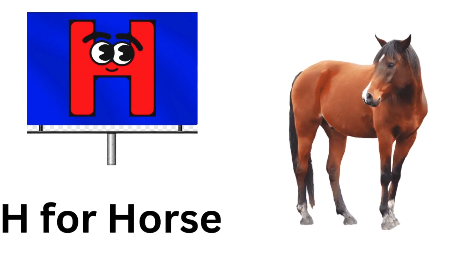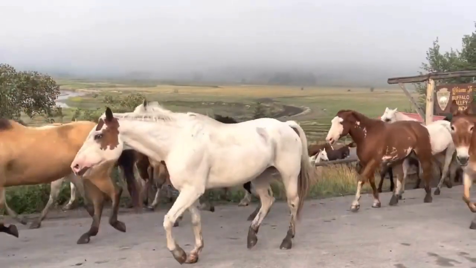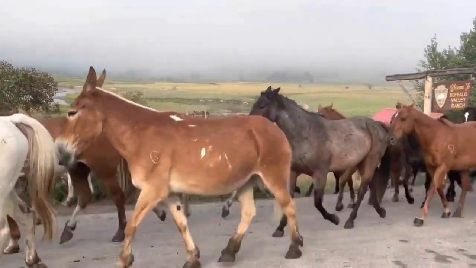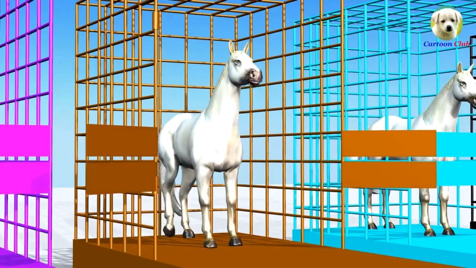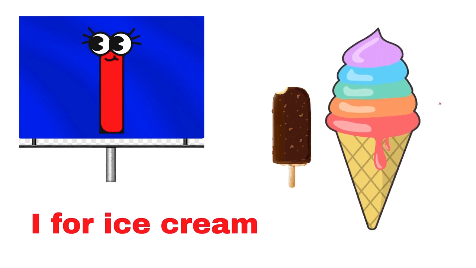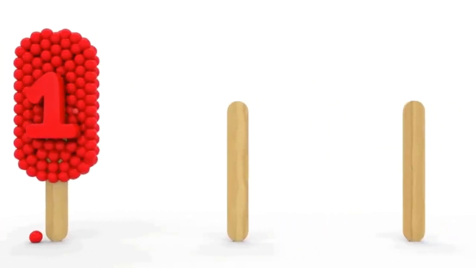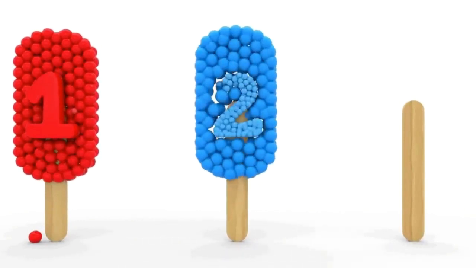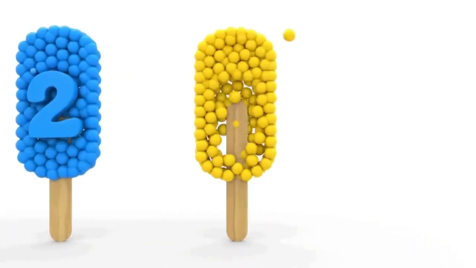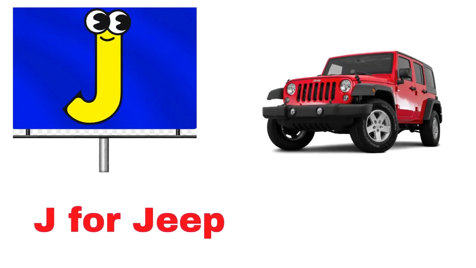H for horse. I for ice cream. J for jeep.